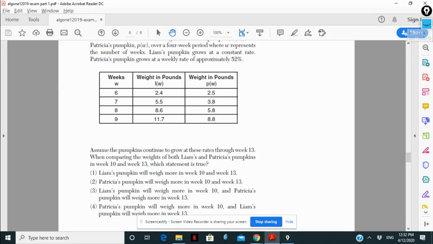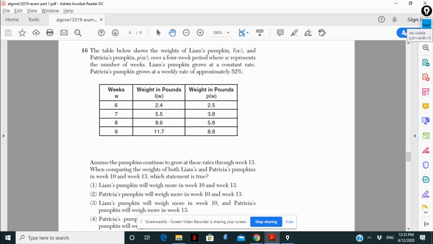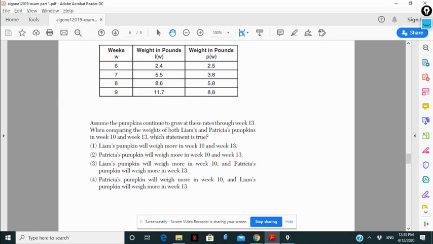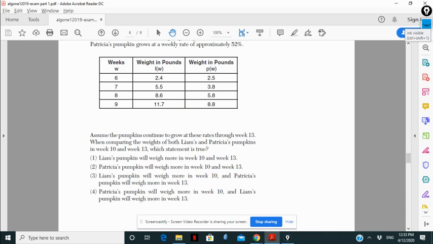Question number 16. Patricia Pumpkin. The table below shows Lima's pumpkin, LW, and Patricia's pumpkin, PW, over a 4 week period where W represents the number of weeks. Lima's pumpkin grows at a constant rate. Patricia's grows at a weekly rate of approximately 52%. Assume that the pumpkins continue with the same rate through 13 weeks. What's true about week 10 and week 13?